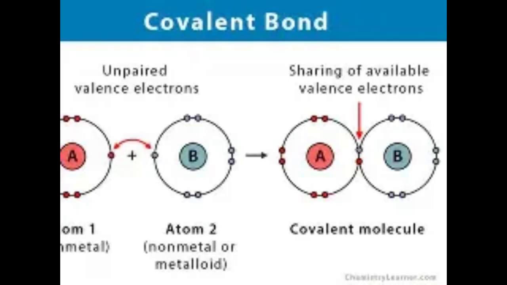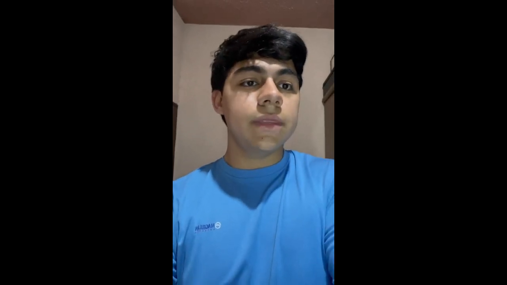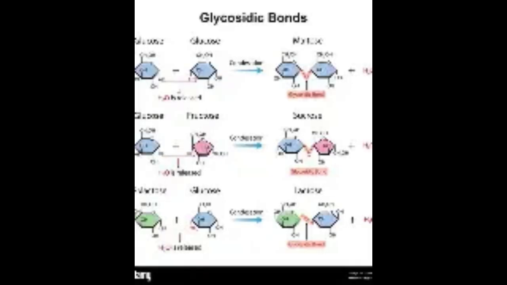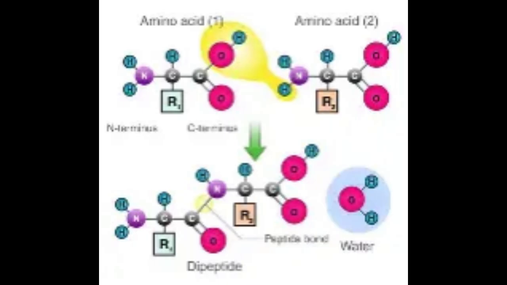Covalent bond. When two atoms share electrons, this is the bond that holds most large organic molecules together. Glycosidic bond. The bond that links sugars together or attaches them to other molecules. It forms everything from simple structures to long chains like starch. Peptide bond, the bond that connects amino acids one after another to form chains that later fold into proteins.